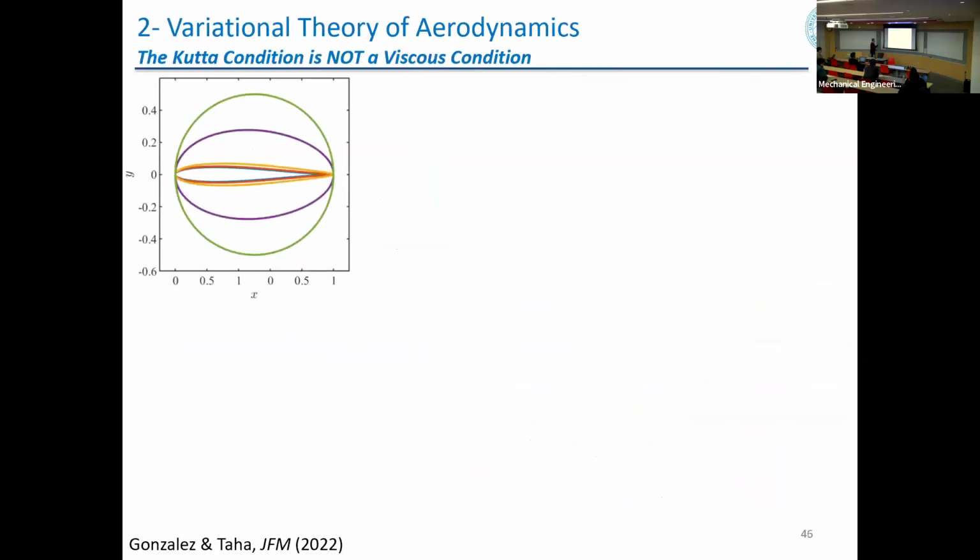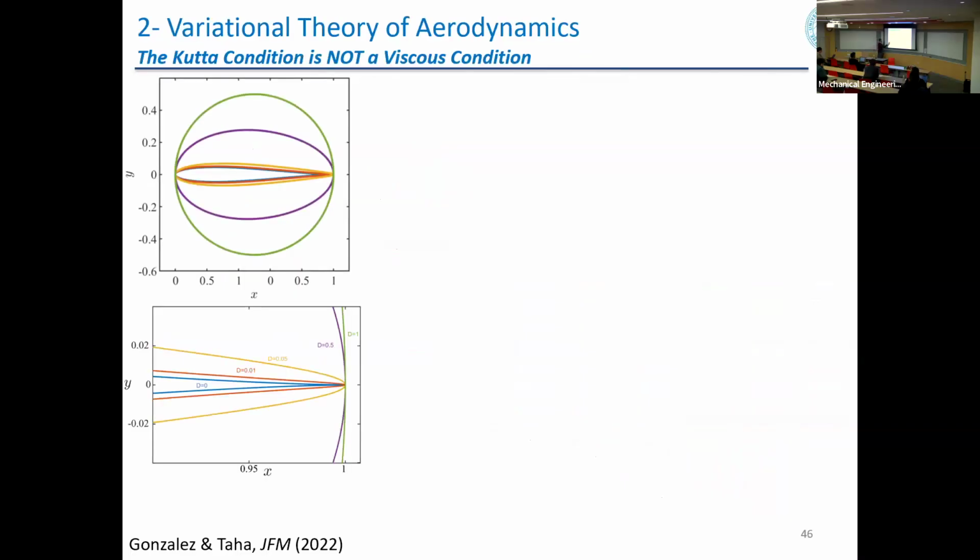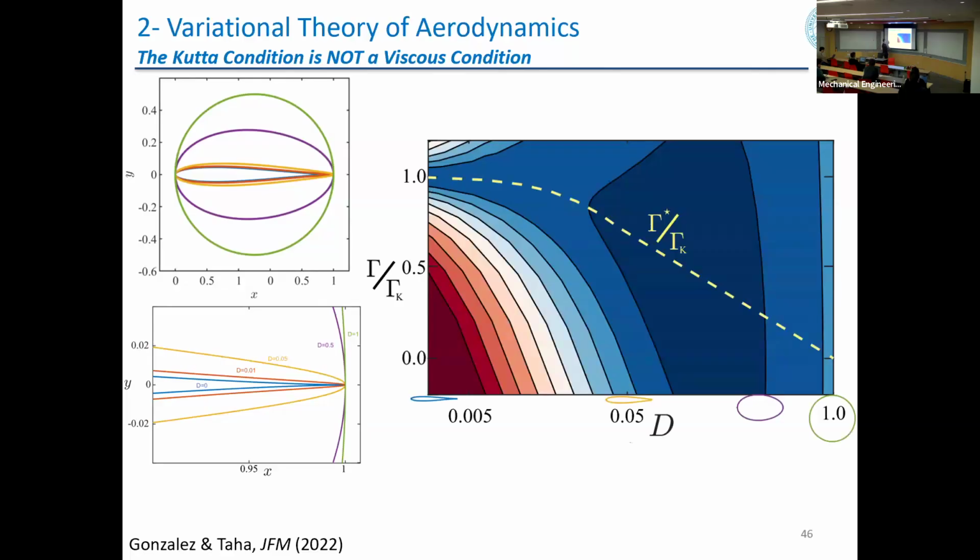So for the first time, we can consider a family of smooth shapes parameterized by this parameter D. D equals 0 is the sharp-edged airfoil. I'm zooming here. D equals 1 is the circular cylinder. In between, we have a family of smooth shapes for which the current theory is not applicable. We cannot compute lift for that, right? So here are the contours of the cost function, the curvature, in the gamma-D space. The yellow curve is the minimizing gamma normalized by gamma Kutta.